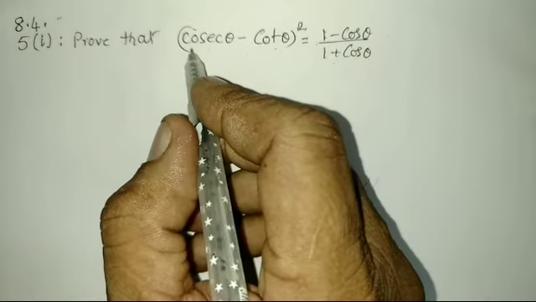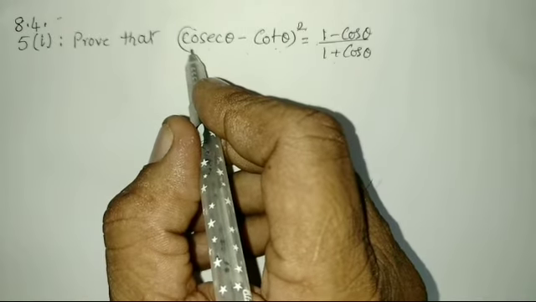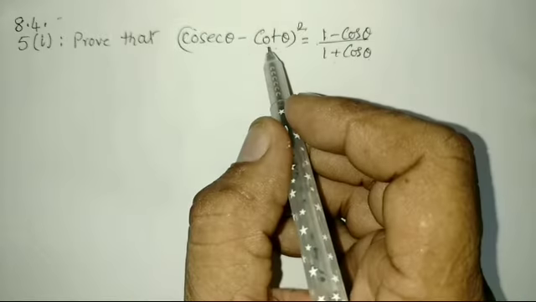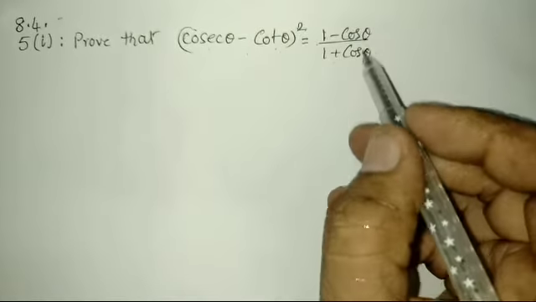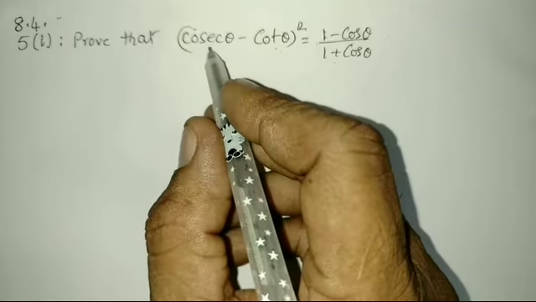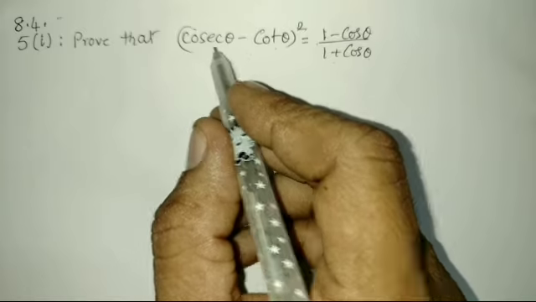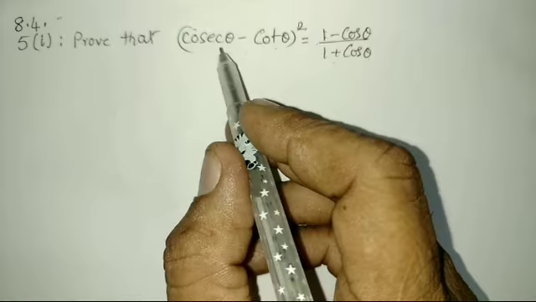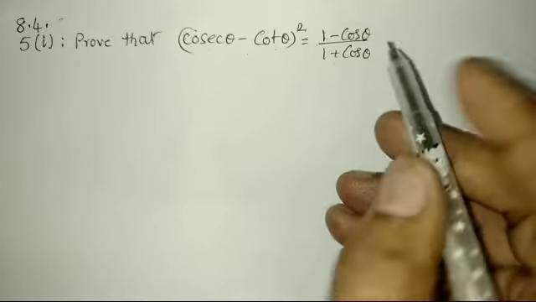So first of all, we analyze the given problem. In the left hand side, we have two trigonometric ratios. They are cosecant theta and cot theta. Whereas in the right hand side we have only one ratio, that is cos theta. So first we convert these trigonometric ratios in the left hand side in terms of sin and cos. Then we convert them in the form of cos theta.